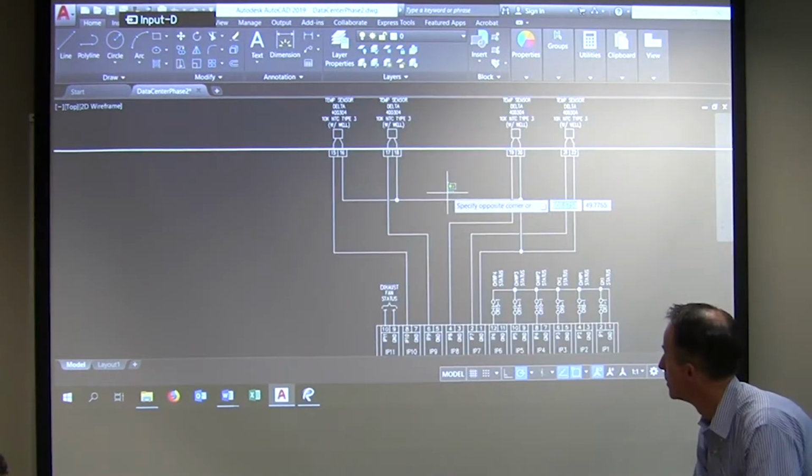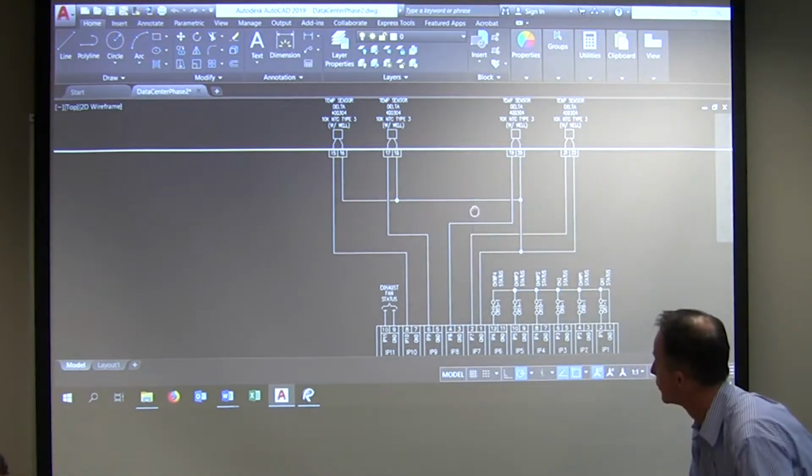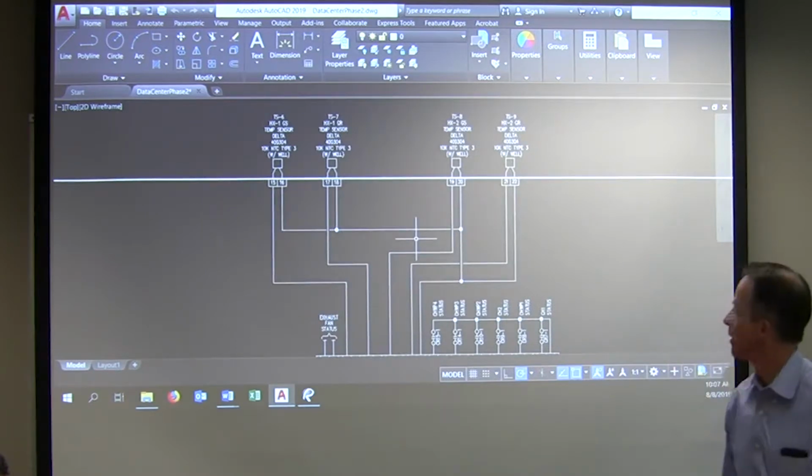All right. It's hard to run a computer when you're looking at it that way.